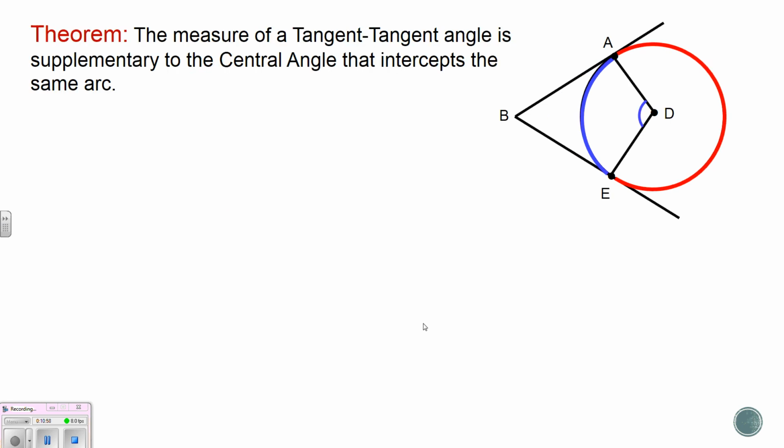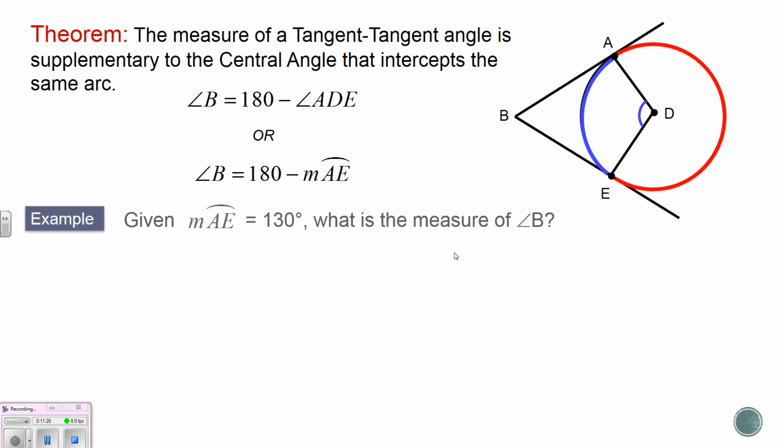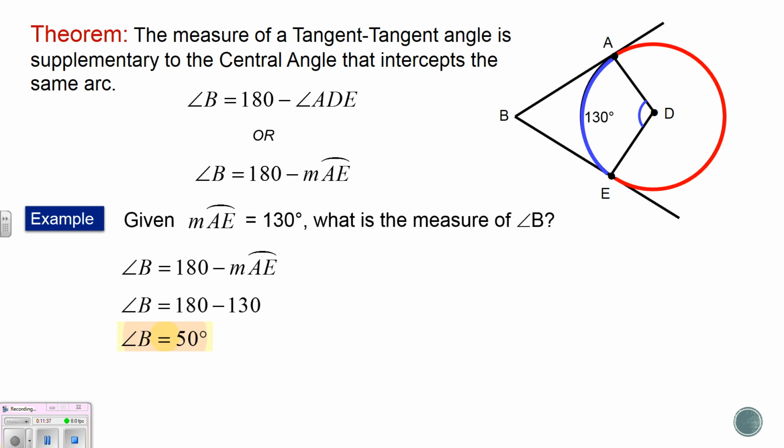And in fact, that is the next theorem that we talk about, is that the measure of a tangent angle is supplementary to the central angle that intercepts that minor arc, or just supplementary to that minor arc. So either one of these is fine as long as you understand this angle and that angle, or this angle and that arc add to 180 degrees. So your last question for this video is, if I tell you that this arc is 130 degrees, what is the measure of angle B? I'm hoping that you just said it's 50 degrees.